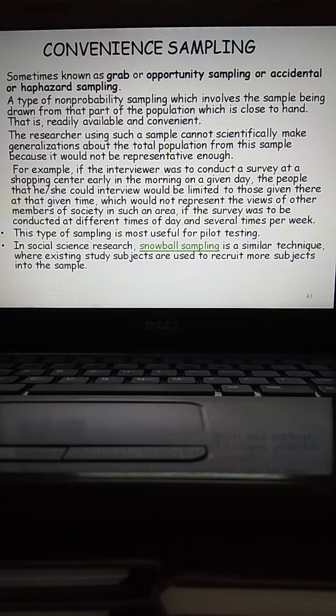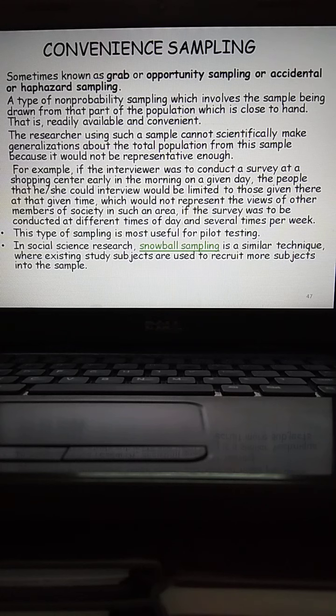So what are the best samples? The best samples are probability samples. For example, if the interviewer was to conduct a survey at a shopping center early in the morning on a given day, the people that he or she could interview would be limited to those there at that given time, which would not represent the views of other members of society in such an area if the survey was to be conducted at different times of day and several times per week.